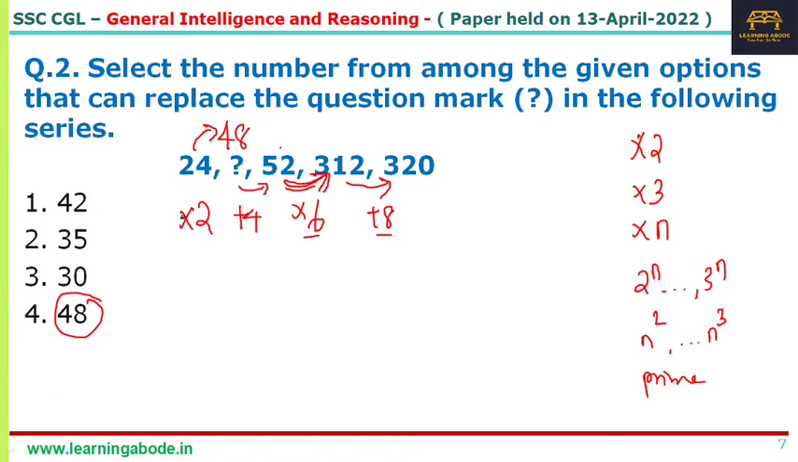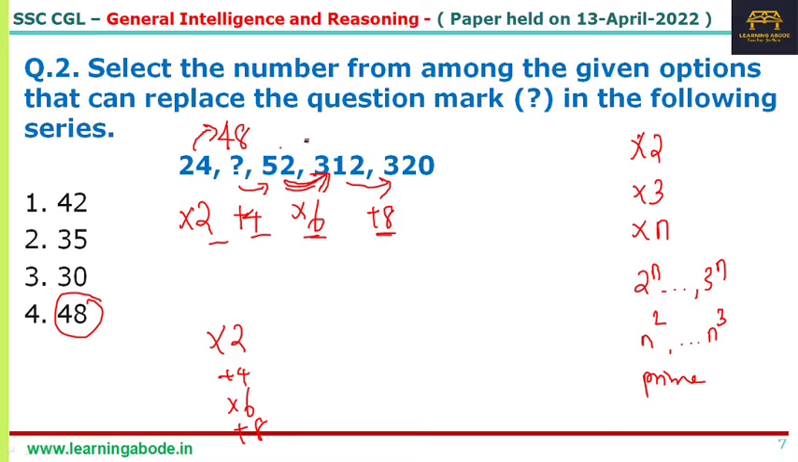So here the logic is multiply by 2 and then add 4, and then multiply by 6 and then add 8. After this you'll be multiplying by 10 and then add 12 and so on. The numbers you have here are consecutive even numbers, and alternately you are going for multiplication and addition. So the sequence is 24, multiply by 2 you get 48, and then add 4 you get 52, multiply by 6 you get 312, and then add 8 you get 320, and then multiply by 10 you will get 3200 and so on.